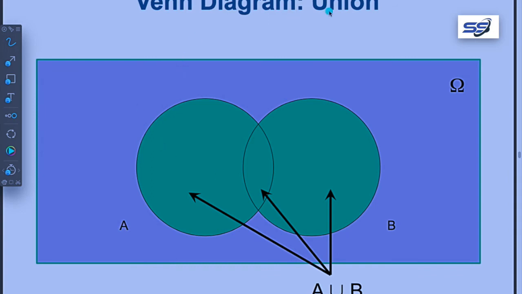Now here is the Venn diagram of the union set. Here the big box is the universal set and this is the symbol for the universal set. The first circle is A and the second circle is B, and the intersecting part is the intersection of both A and B. But given here A union B, it means all three parts shall be covered. Here the first, second and third, all three shall be covered, and all three are known as A union B.